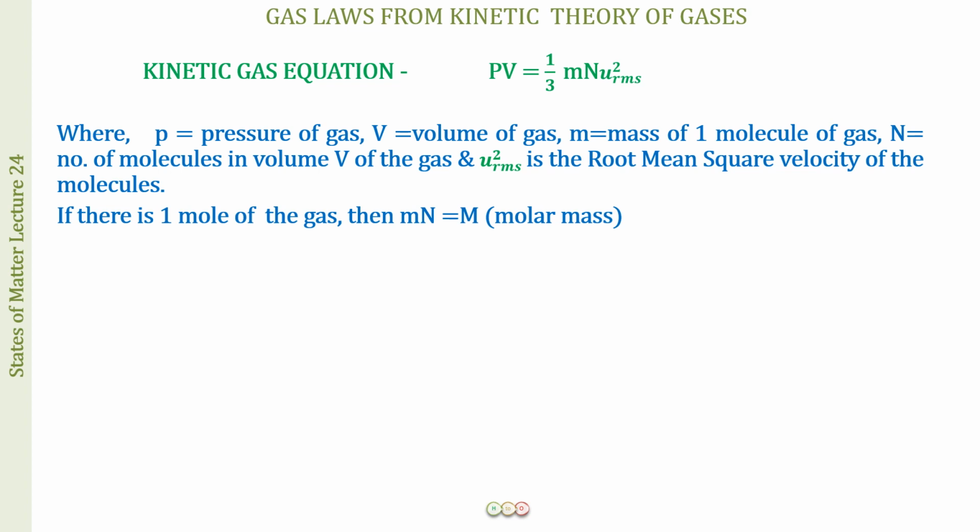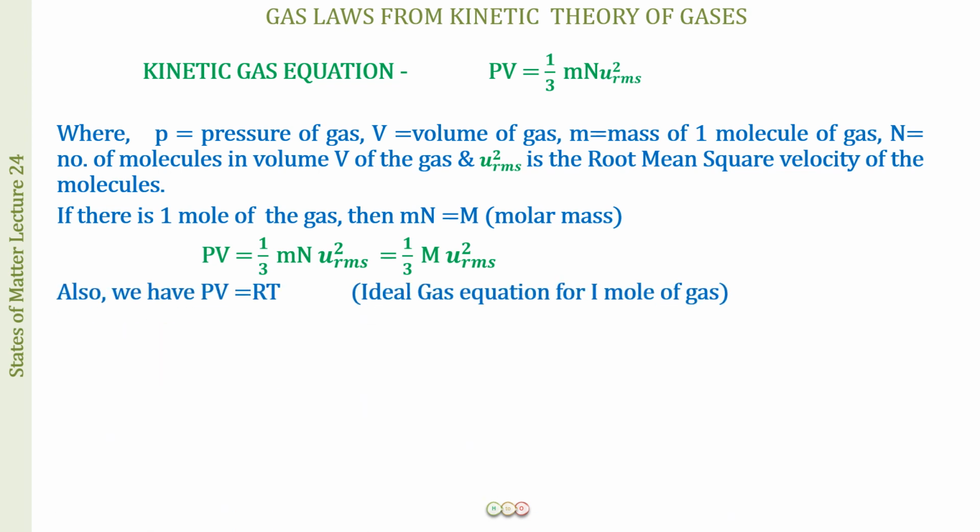And now if we have 1 mole of a gas, you also know that multiplying the mass of the gas into n number of molecules, which is now going to be the Avogadro's constant, is going to give us the molar mass of the gas. So we can replace the equation PV equal to 1 by 3 m n u RMS square with 1 by 3 M u RMS square. Right, and we also know that the ideal gas equation for 1 mole of a gas is PV equal to RT, and therefore now we can write RT equal to 1 by 3 capital M, that is the molar mass of the gas, multiplied by the root mean square velocity square.